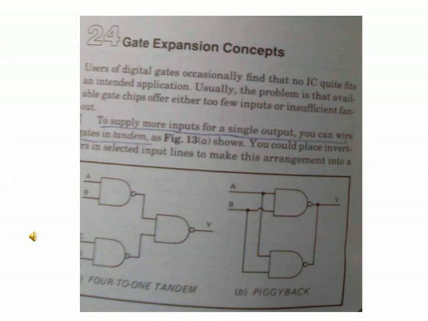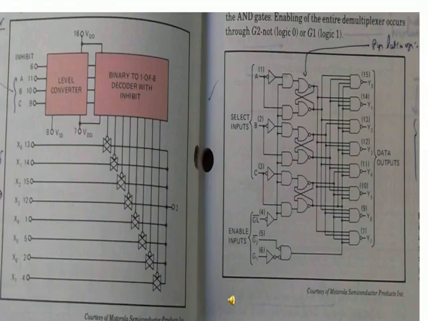The diagram shows a level converter and a binary to 1 to 8 decoder with the inhibits. So this is the enabling gate. They are utilized for the demultiplexer.